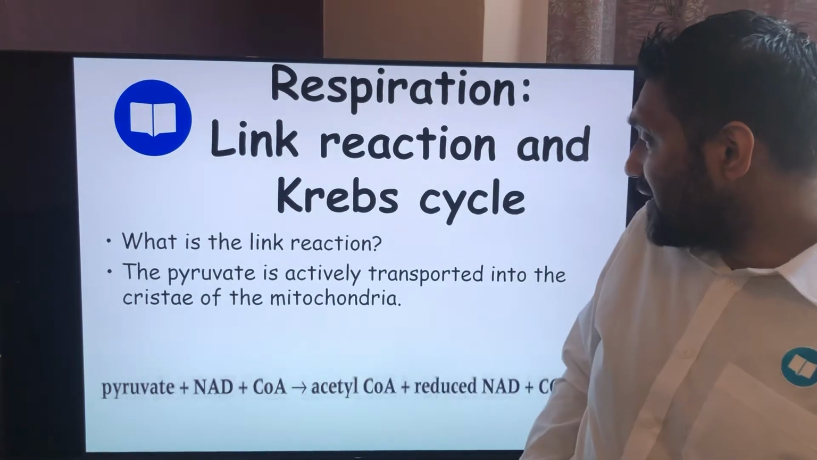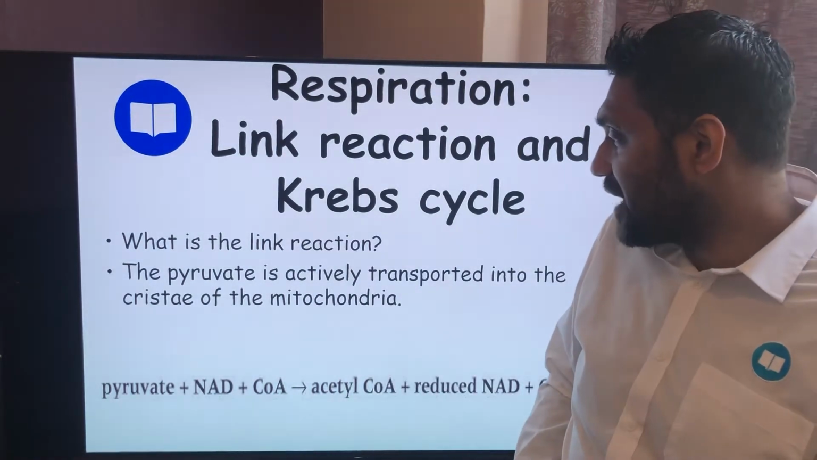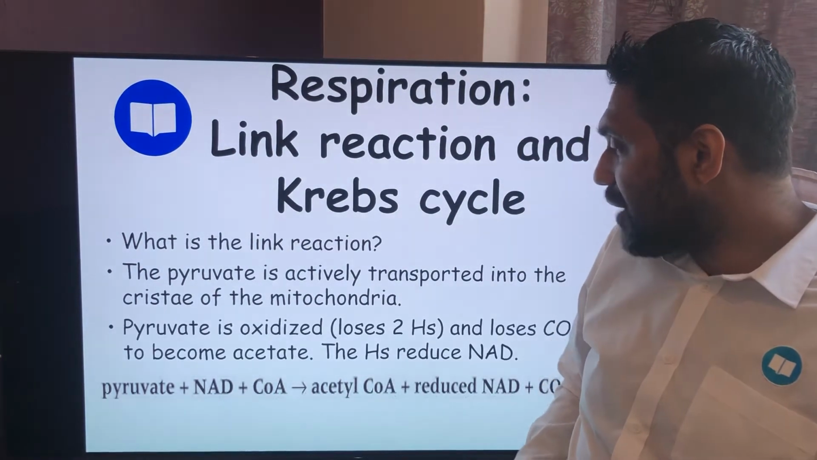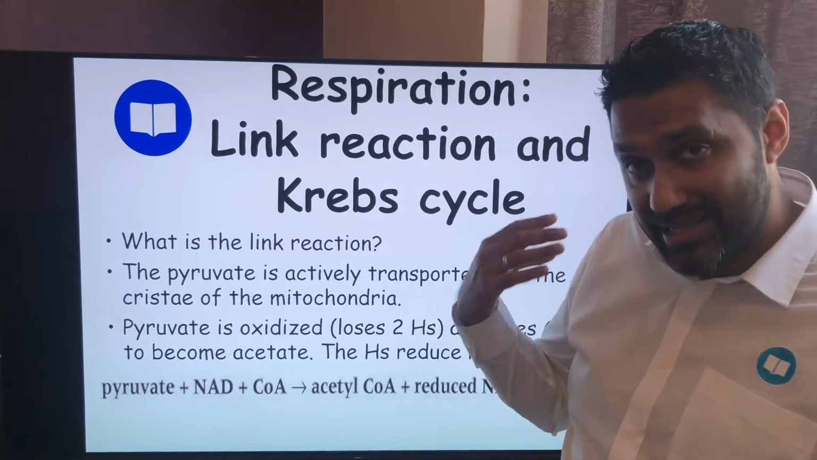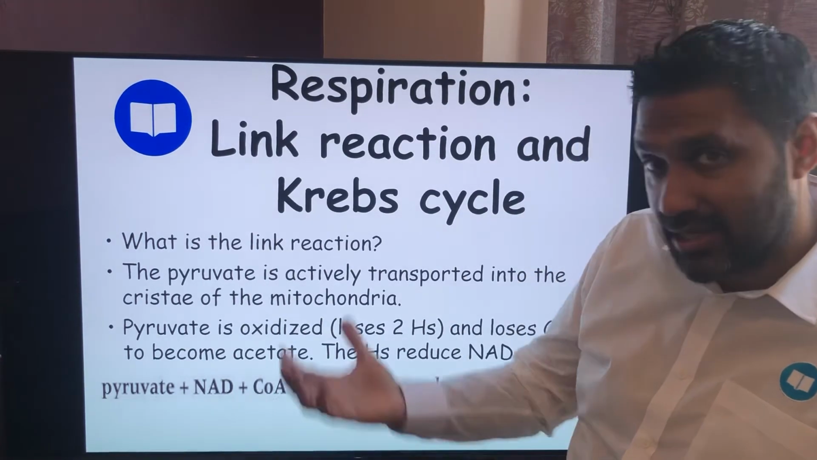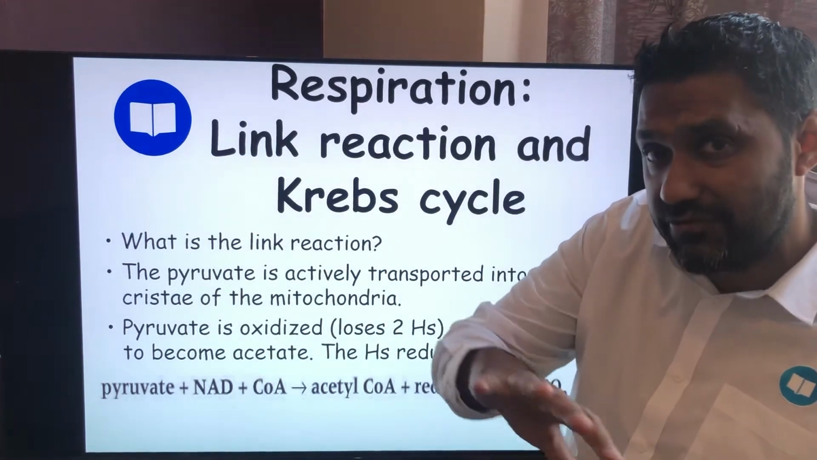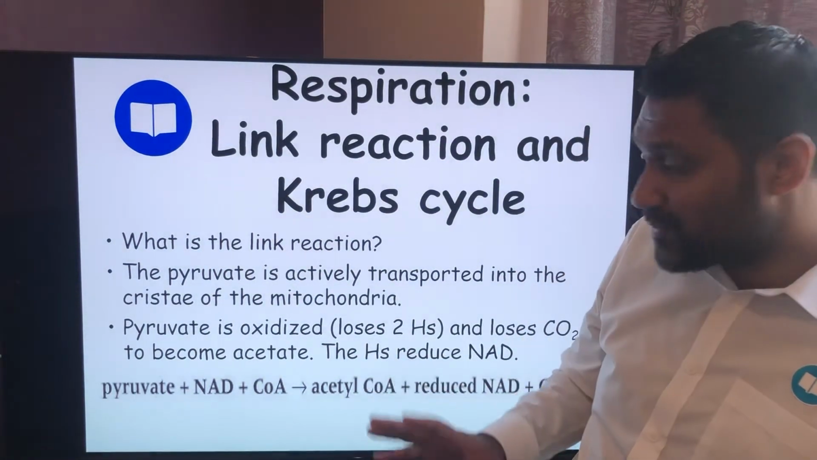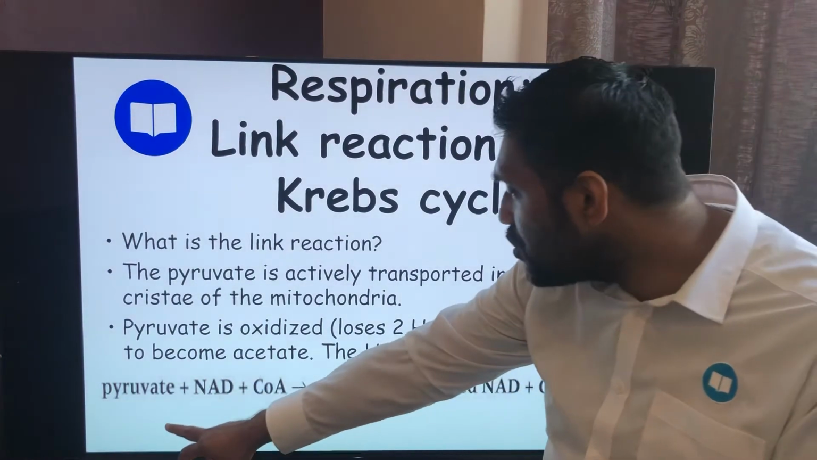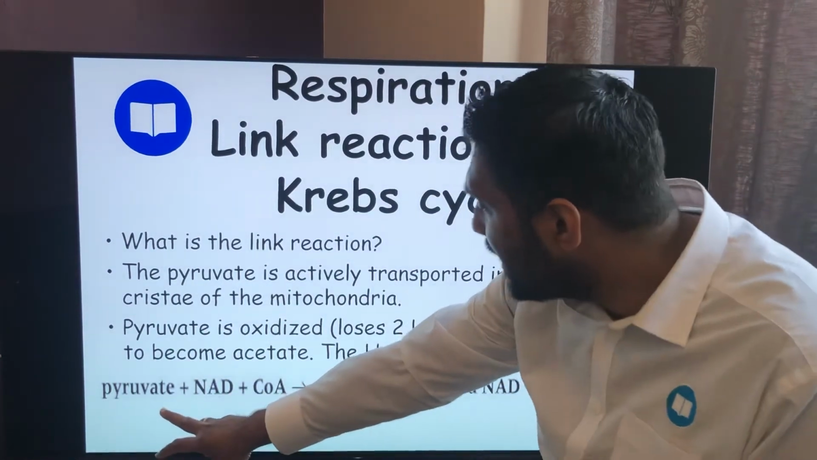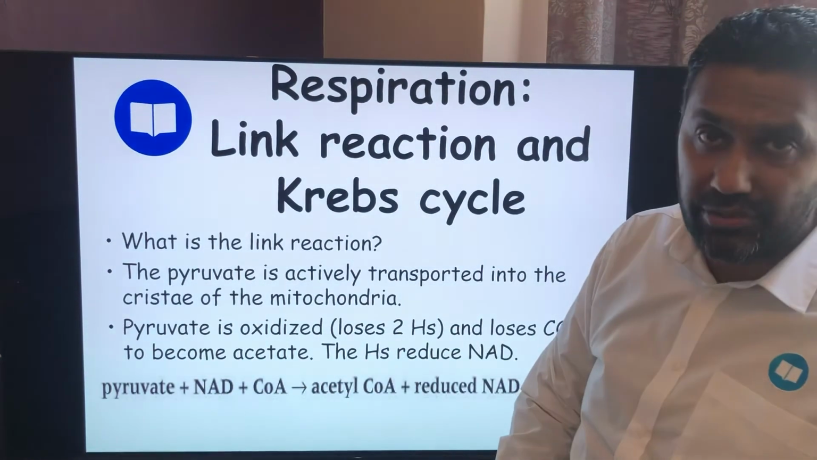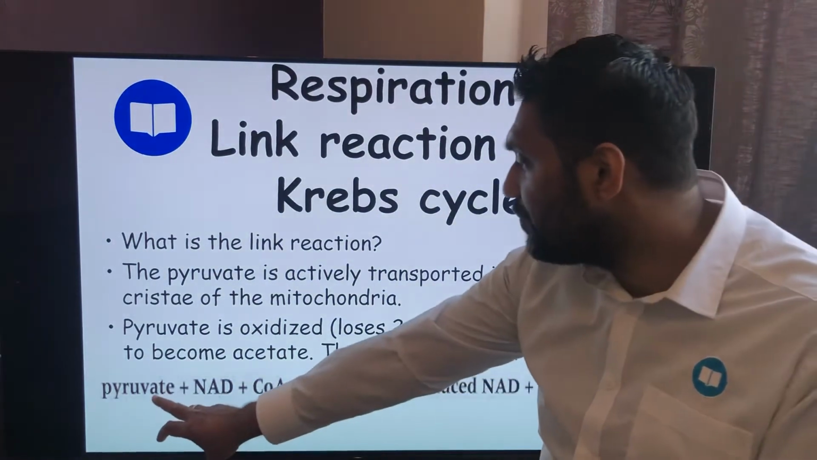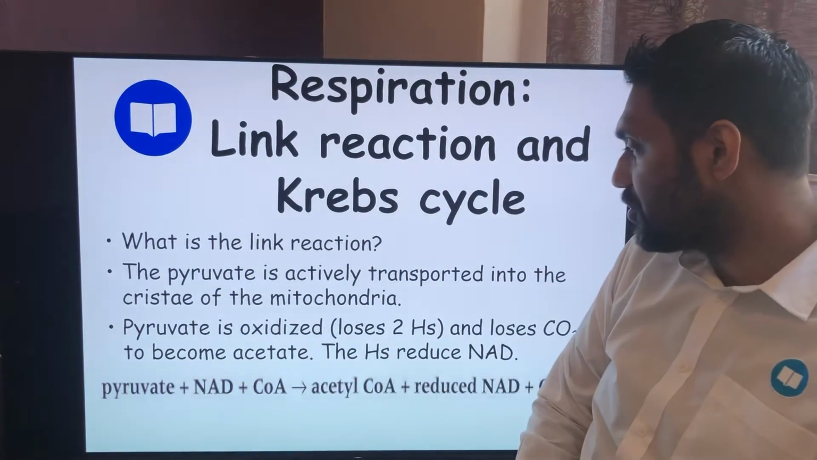So pyruvate is actively transported into the cristae of the mitochondria. Then what happens to the pyruvate once it's in the mitochondria? Remember, glycolysis is in the cytoplasm, the rest of respiration is happening inside the mitochondria for aerobic respiration. This pyruvate is oxidized. What does that mean? It loses hydrogen. So if the pyruvate loses hydrogen, this hydrogen needs to go somewhere.